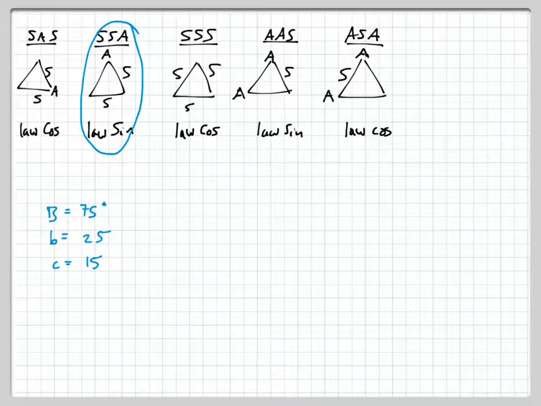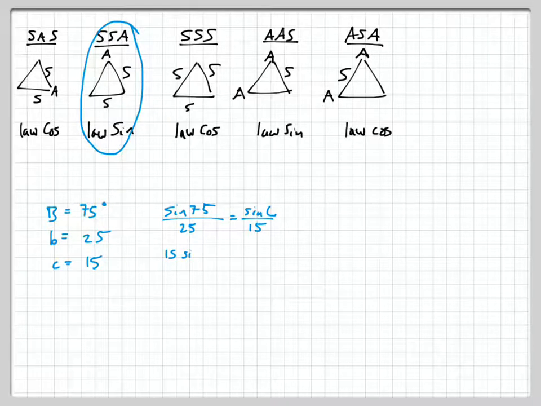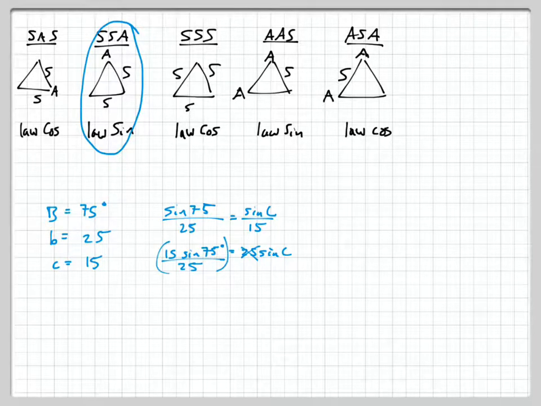Actually, let's make sure. Can you guys plug this in your calculator? Let's check really fast to see if this one gives us a solution first of all. It's going to be 15 times sine of 75 degrees equals 25 times sine of c. So you're going to divide this by 25, and then take the arc sine, or the sine inverse, of this. Can you guys do that? Tell me if you get an error.